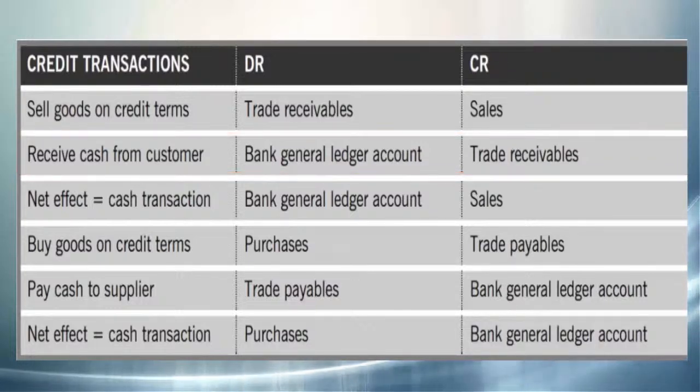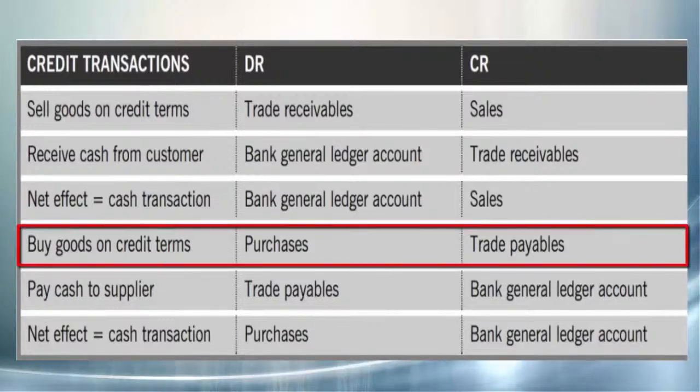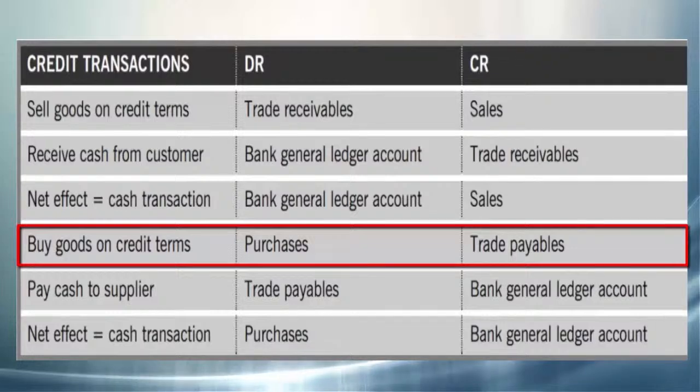Example 3, buying goods on credit. What happens? When the business buys goods from a supplier on credit, it records the expense in the purchases account. At the same time, the amount owed to the supplier is recorded in the trade payables account. Expenses, purchases, increase, so the purchases account is debited. Liabilities, money owed to the supplier, increase, so the trade payables account is credited. Entry in the ledger accounts. Purchases account, debit $500. Trade payables account, credit $500.